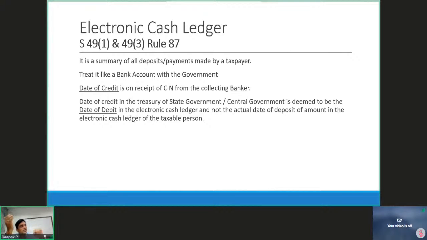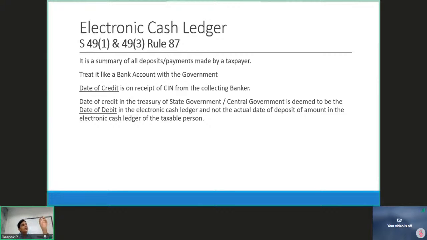This date of debit coincides with the date of credit in the government's treasury. Once the government gets the money, that is, once there is a credit in the government's treasury, it could be the central government or the state government, your balance gets debited. Now it all happens instantly. It doesn't mean that somebody has to wait till the credit happens, and then the debit happens. Everything happens instantly through the technology, wherein you trigger saying that offset your electronic cash ledger with the payment. Immediately it gets credited into the government account and it gets debited in your electronic cash ledger.